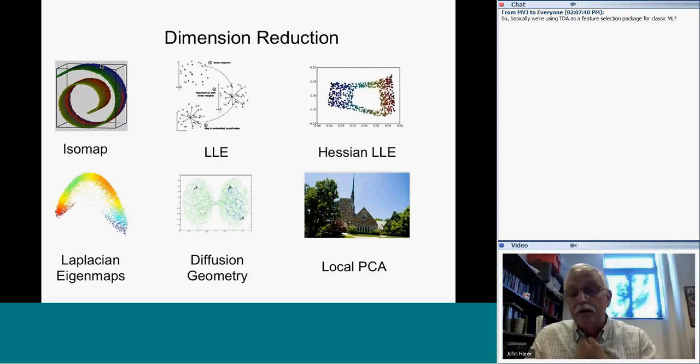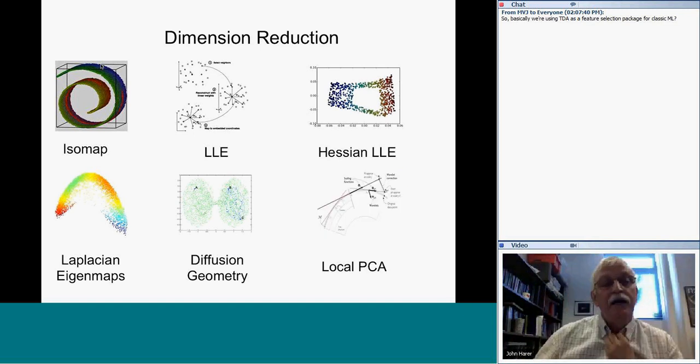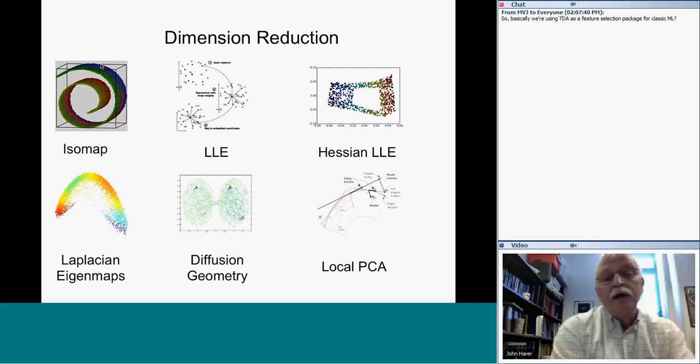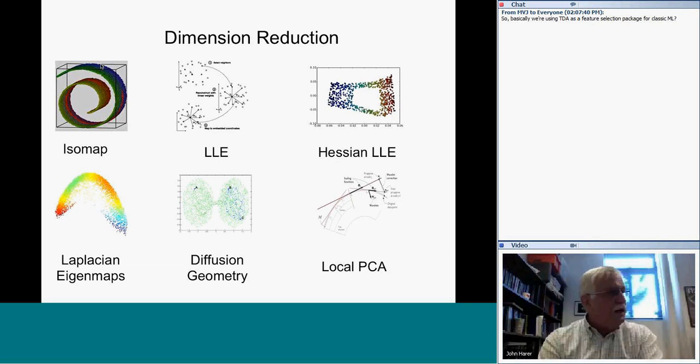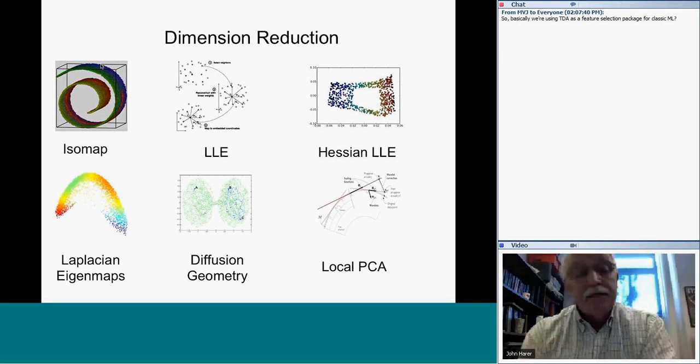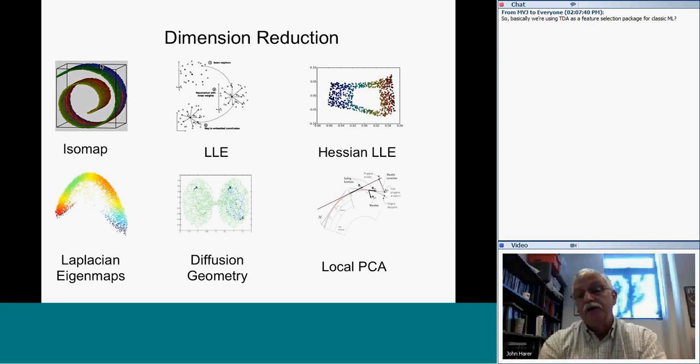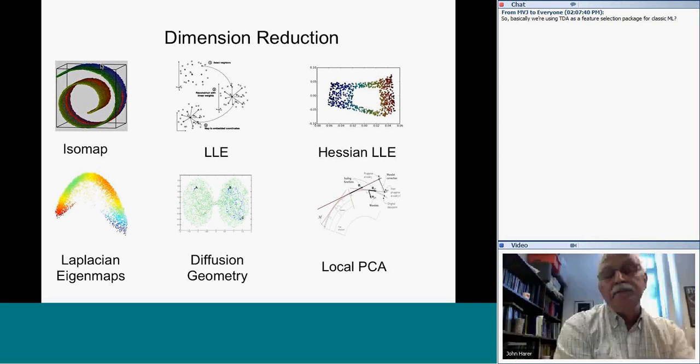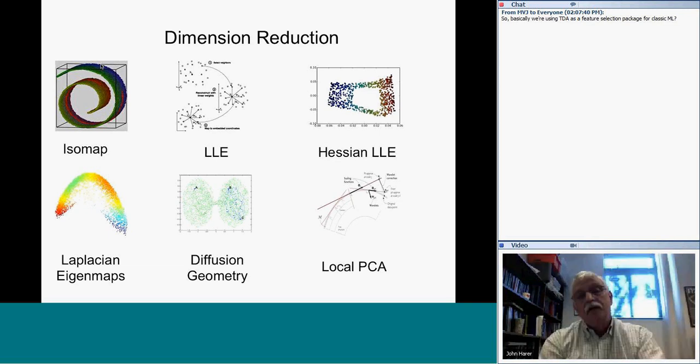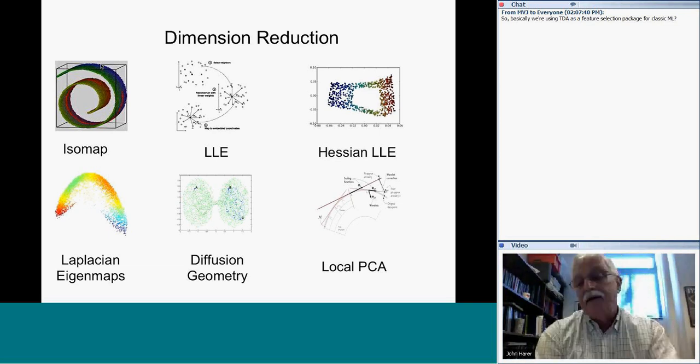So here's, that's the Presbyterian Church of America. That's the right one. Sorry, wrong PCA example there. So dimension reduction means you take your data, PCA is what comes up if you do a Google search, and you do some kind of method for dimension reduction. We spend a lot of time trying to understand these: Isomap, locally linear embedding, Hessian LLE, eigenmaps, diffusion geometry, local PCA, et cetera. These are all methods of taking the data and trying to actually get it to a reasonable set. I'm not going to say any more about these methods.